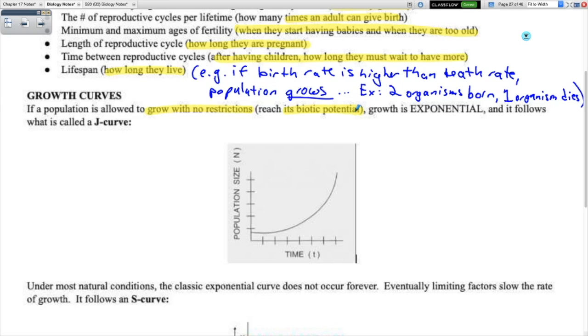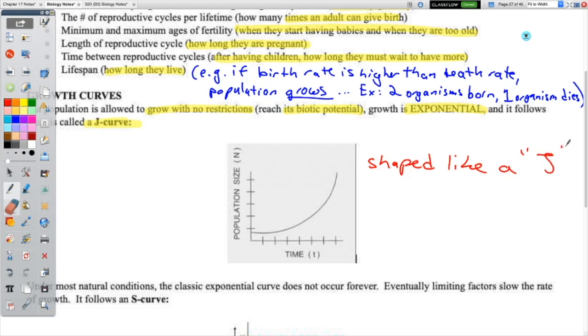Okay. We say the growth is exponential. You may have seen that term in math class, right? It means the same thing here. It follows an exponential curve. And we call that, very creatively, a J curve. Why? Well, look at it. It's shaped like a J. Well, without the top part of a J, right?